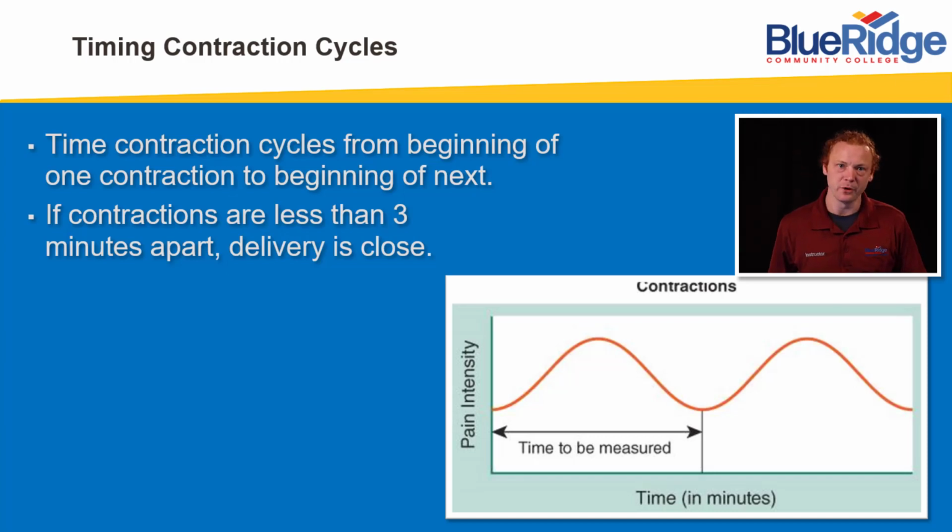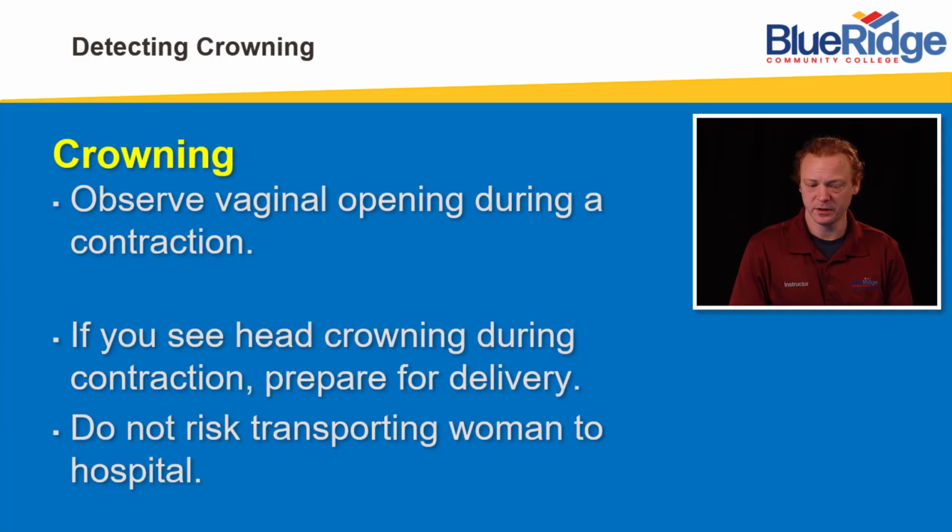Of course, with all instances of emergency medicine, these are all just indicators, and every situation is different, so be prepared for things not to go as planned. So detecting crowning, this is observed from the vaginal opening during a contraction. If you see the head crowning during contraction, prepare for delivery, and do not risk transporting the woman to the hospital if the child's head is crowning.